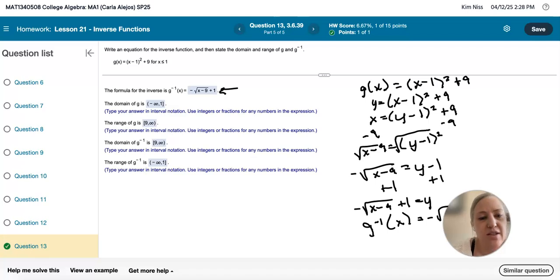The domain of the inverse function is literally the range of the original function, and the range of the inverse function is literally the domain of the original function. So the domain and the range are literally just swapped for the inverse function. And so that's how we got the domain of the inverse function is 9 to infinity, and the range of the inverse function is negative infinity to 1.